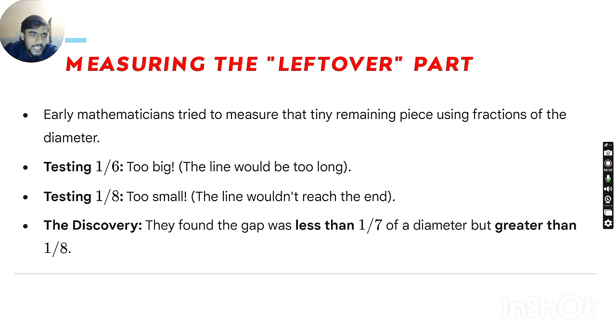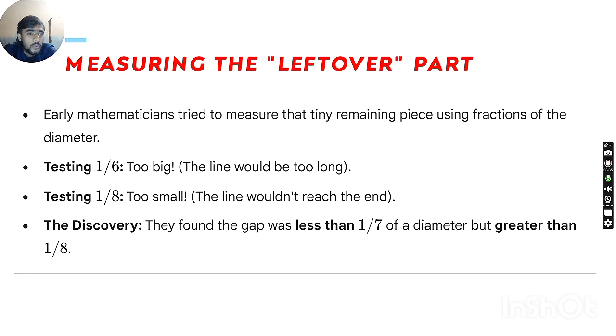They found that if they tested 1 by 6, that is too big, the line would be too long. They tested 1 by 8, and that is too small, the line would not reach the end. And they found the gap was less than 1 by 7 of a diameter and greater than 1 by 8.